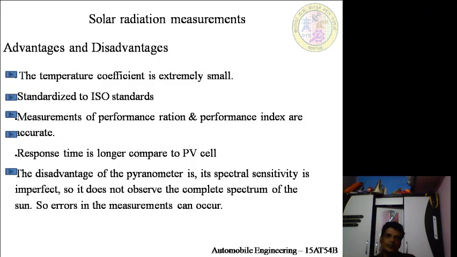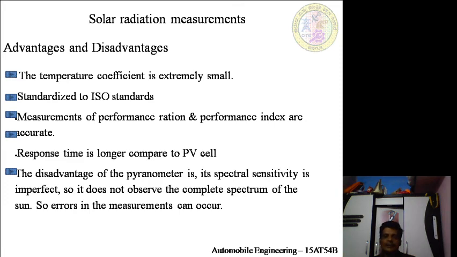Then let us discuss the advantages as well as the disadvantages of the pyranometer. The temperature coefficient is extremely small. The pyranometer temperature coefficient is extremely small and it is standardized to ISO standard. Measurements of performance ratio and performance index are accurate.